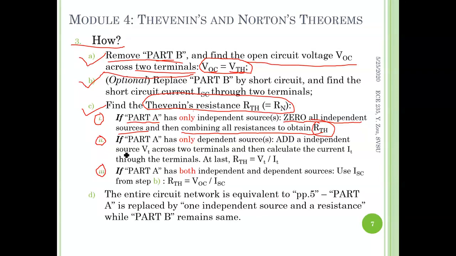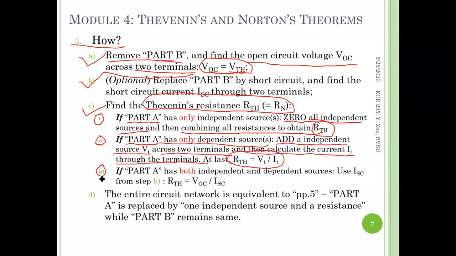Case 2: if part A circuit has only dependent sources without any independent source, we have to add an independent test voltage source, we call it V sub t, across the two terminals, and then calculate the current I sub t through the two terminals, and then the Thevenin resistance is equal to the ratio between these two. You can tell that is a little bit more complicated than case 1.